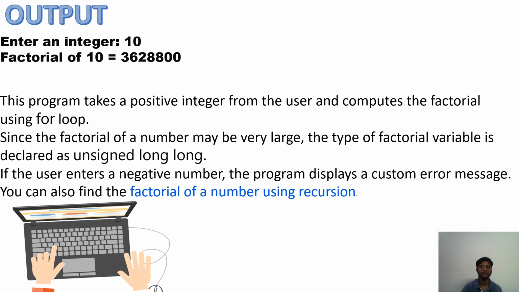The output of this program is: Enter an integer, the integer is equal to 10. Then the factorial of 10 is 3628800. This program takes a positive integer from the user and computes the factorial using a for loop. Since the factorial of a number may be very large, the type of the factorial variable is declared as unsigned long. If the user enters a negative number, the program displays a custom error message. You can also find the factorial of a number using recursion.